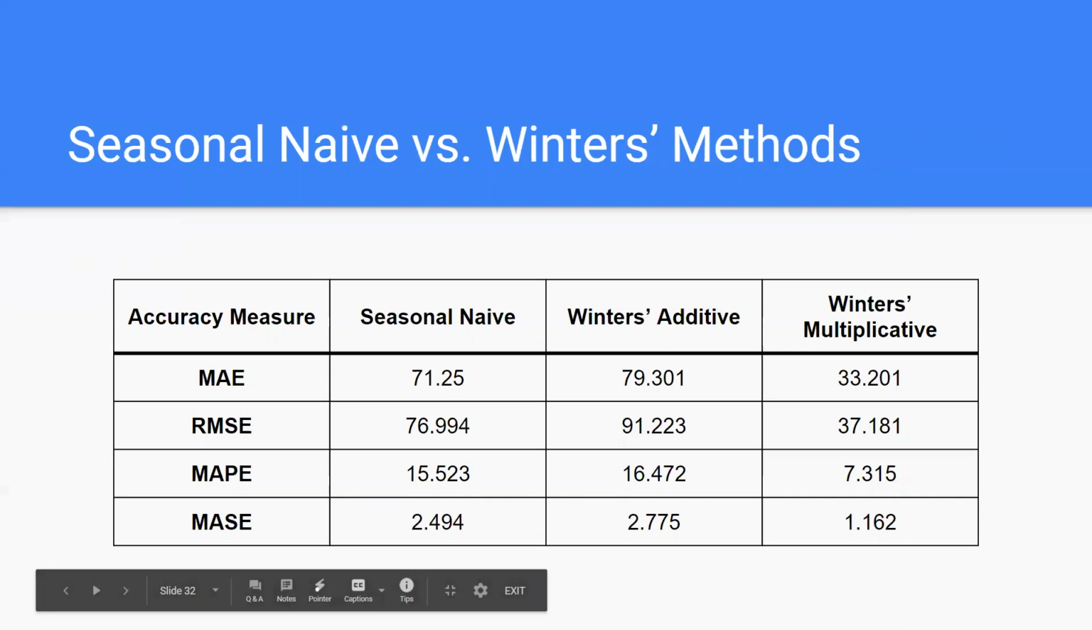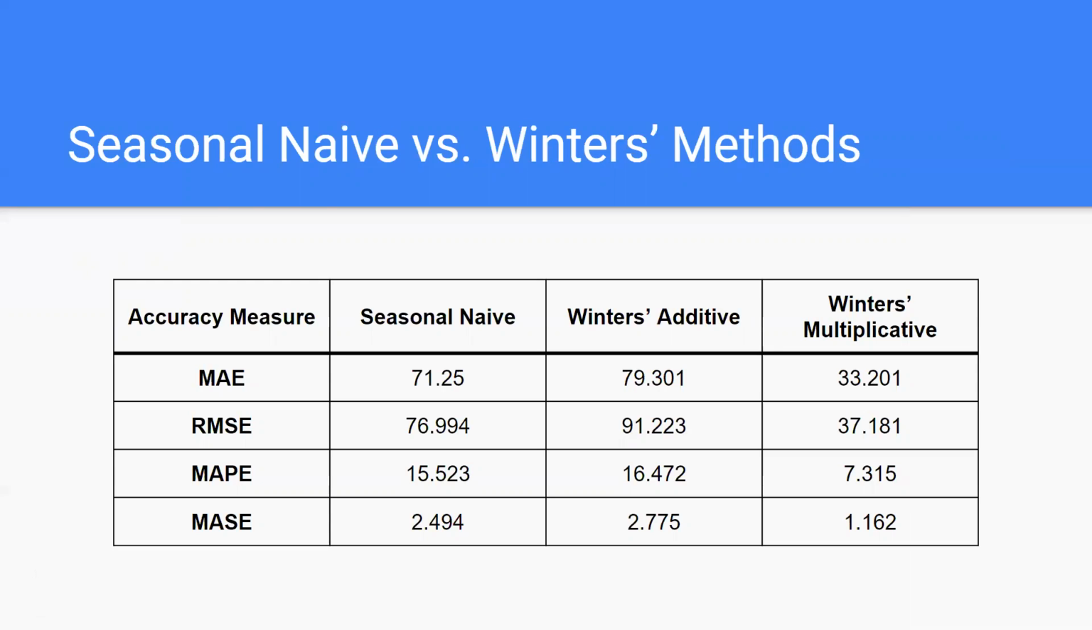As we can clearly see, the multiplicative method has the smallest values for the accuracy measures, so it's probably the most accurate method. It is worth noting the seasonal naive method is more accurate than the additive Winter's method when using these measures. Generally speaking, one variant of Winter's method will always be better than the seasonal naive method, but given the difference between the additive and multiplicative techniques, it is not likely that both versions will surpass their simpler counterpart in terms of accuracy.